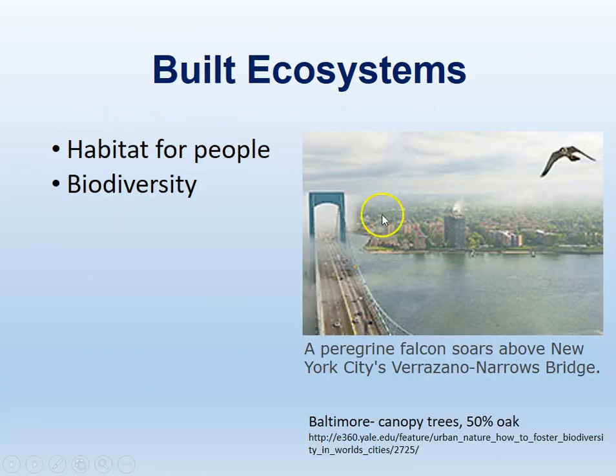Okay, and next let's look at built ecosystems. So this is where people have built lots of structures. You might think that cities are really low biodiversity, but actually some species thrive in that environment. So think about the species that you see every day: robins, squirrels, raccoons, and birds of prey. There is a peregrine falcon in New York City, lots of birds of prey in Kentucky cities.